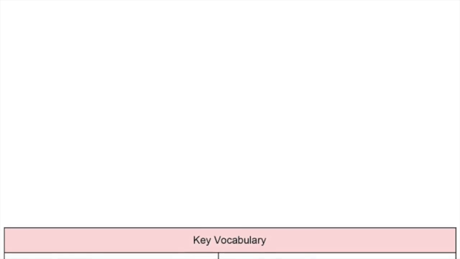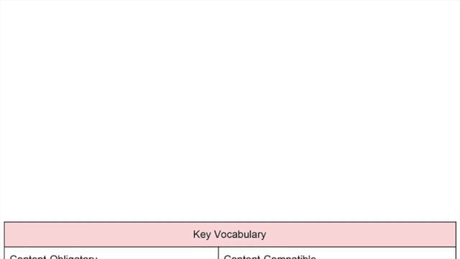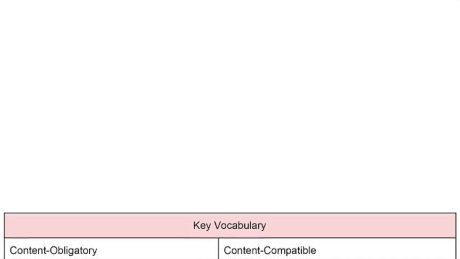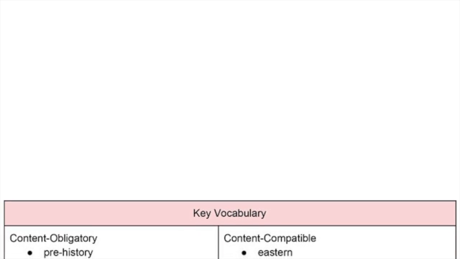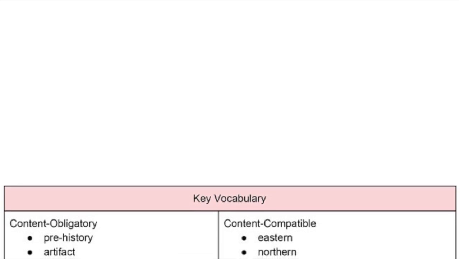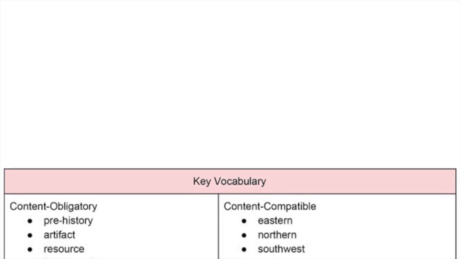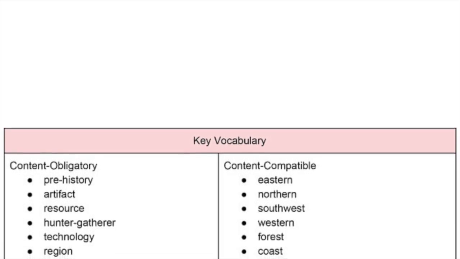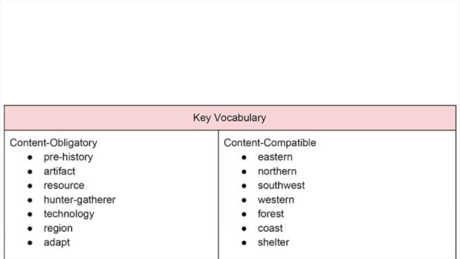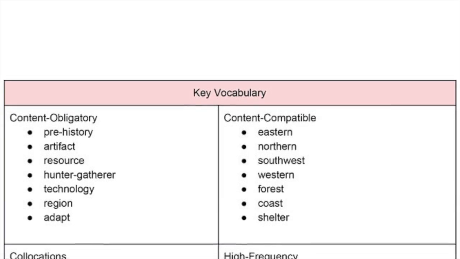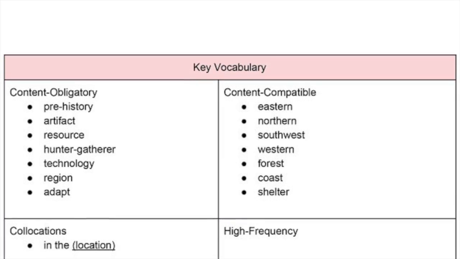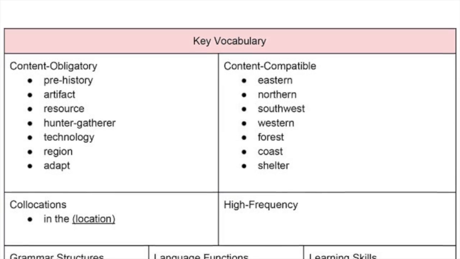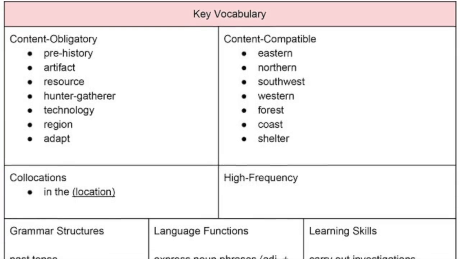Starting with vocabulary, I went through the text several times to find other content obligatory words to add to the designated words by the textbook authors. I also came up with a list of 7 content-compatible words that relate to direction and descriptions of places they have learned in other lessons. I would ask a school volunteer or aide to review these words with ELL students just in case they don't know them.